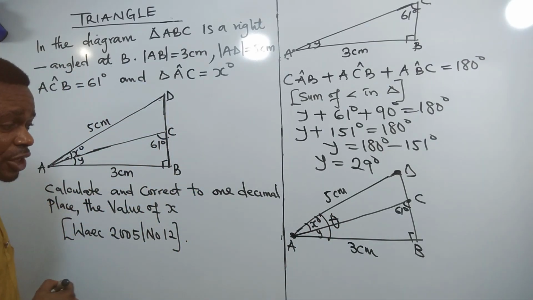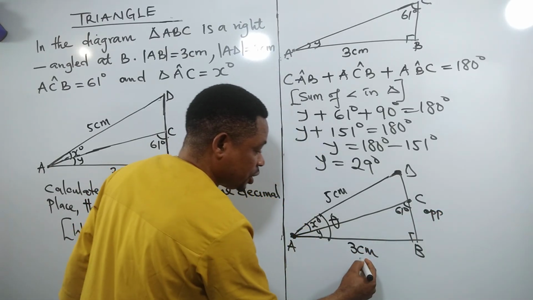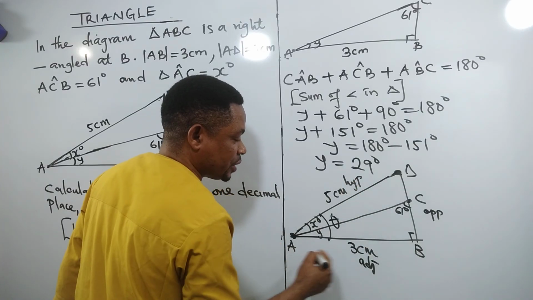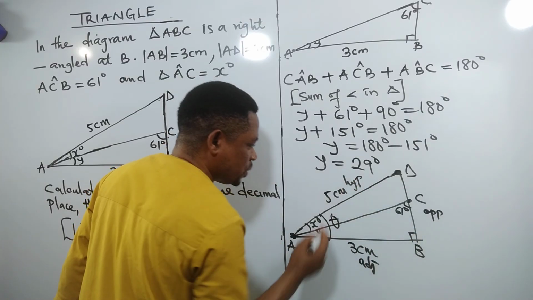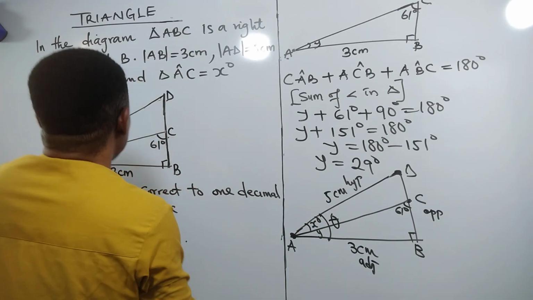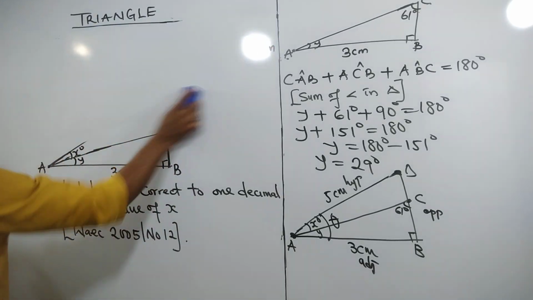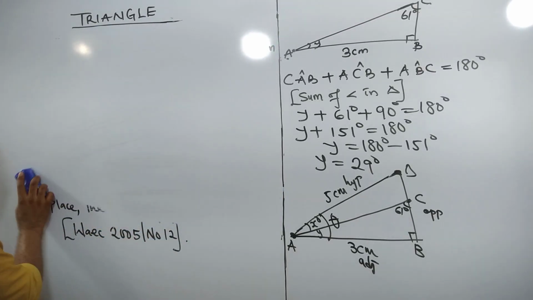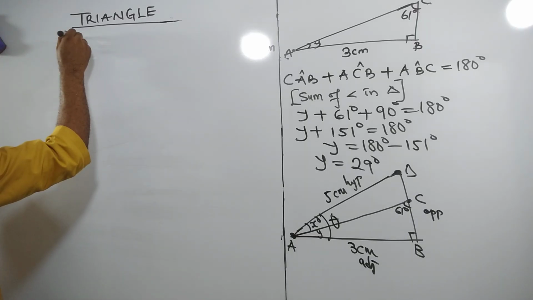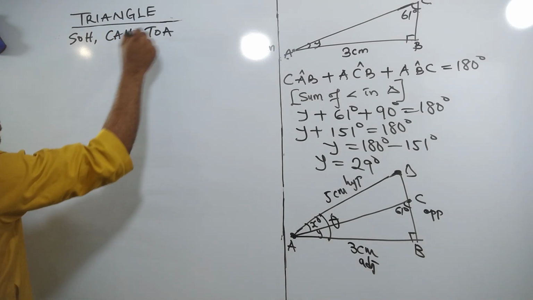Now, if here is theta, this should be opposite, this should be adjacent, and this should be hypotenuse. We don't need opposite. Since adjacent is given and hypotenuse is given, we apply what we call the rule of SOHCAHTOA. Are you with me now? The rule of SOHCAHTOA. Now what does it imply?